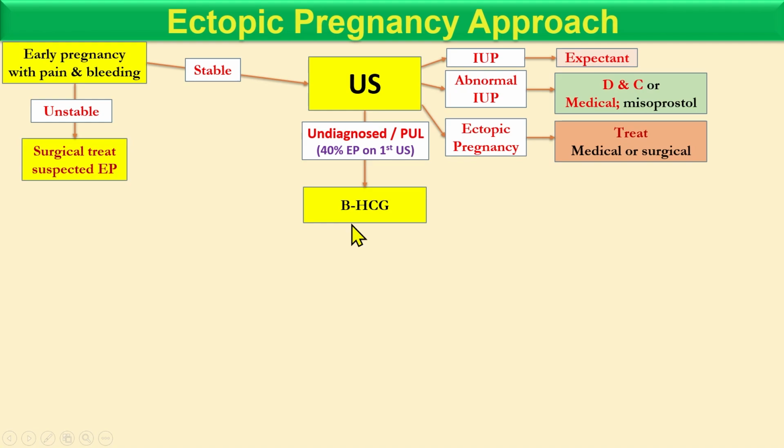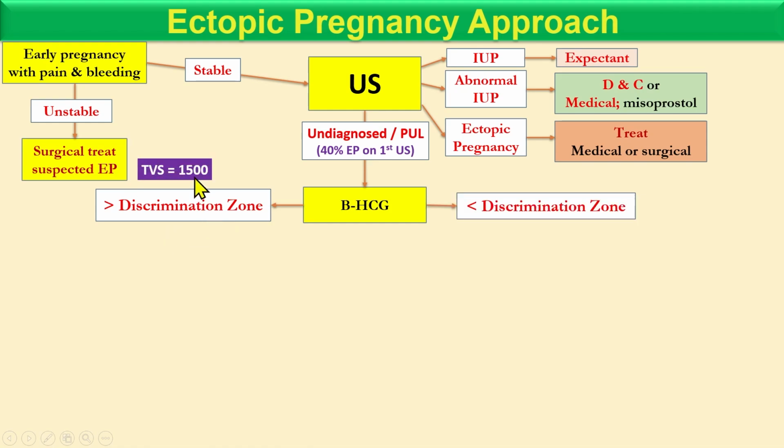What do you see in the beta HCG? You see the discrimination zone, whether it's greater than the discrimination zone or not. Okay, so what is the discrimination zone? As I mentioned, 1500 for the vaginal sonography, and for the abdominal it should be more than 3500. Okay, so if it's greater than that, what is the next step?